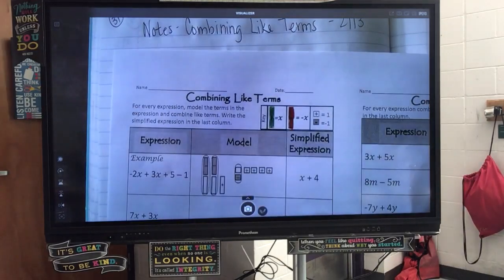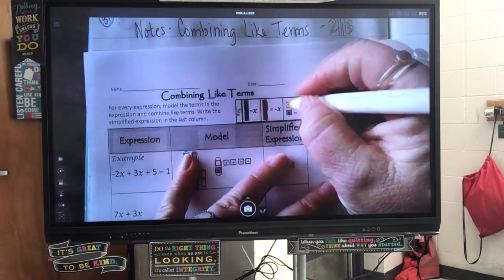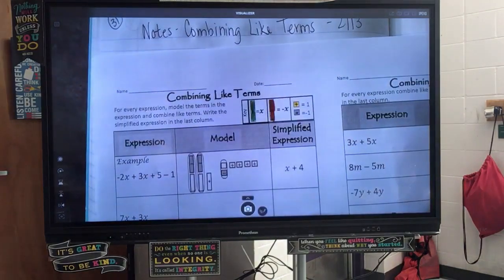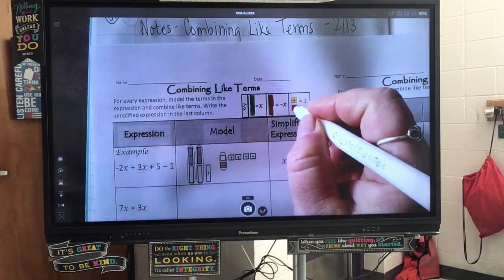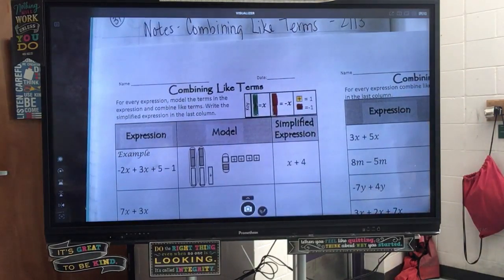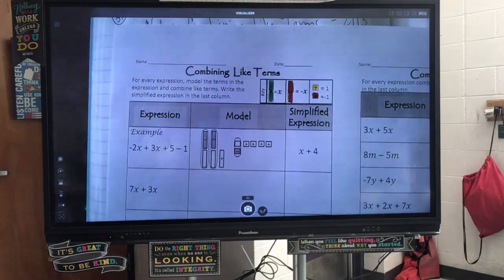And then when it's just one individual one, the plus is yellow and the minus is still red. Alright, so we are going to use that key to help us through the rest of this.